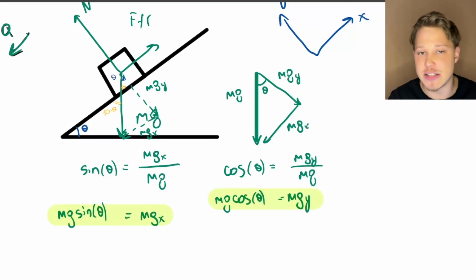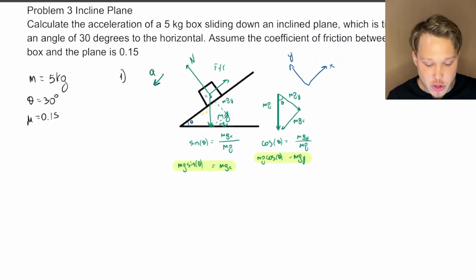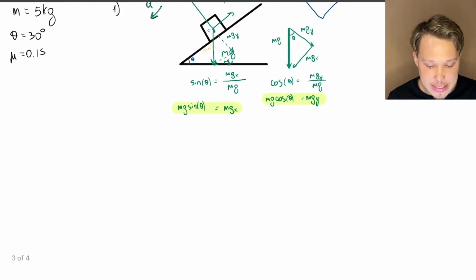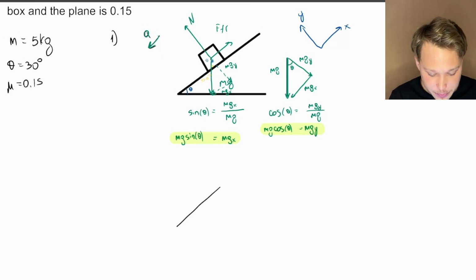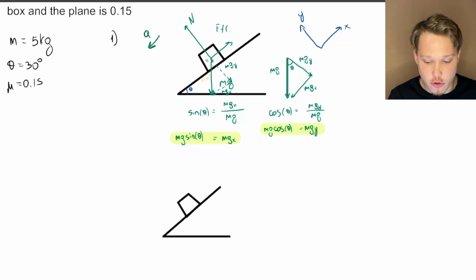Because as I said, this is a very, very typical problem. So instead of going over all of this derivation over and over again, you might as well just memorize this. So now that we found our components, let's redraw our free body diagram really quickly. But now, instead of drawing mg, which is our force at an angle, let's just draw its components.